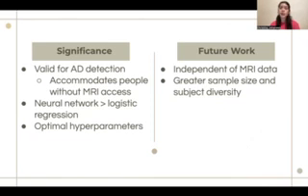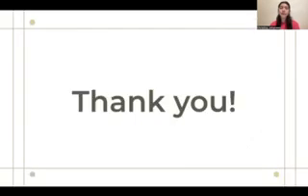Although we sought to reduce dependency on neuroimaging data to accommodate people without access to MRI, some of the factors were derived from MRI, such as the normalized whole brain volume. So future studies should eliminate all use of imaging data to best help these individuals. Additionally, a greater sample size and more subject diversity would add to the generalizability of our results. Thank you so much for listening.